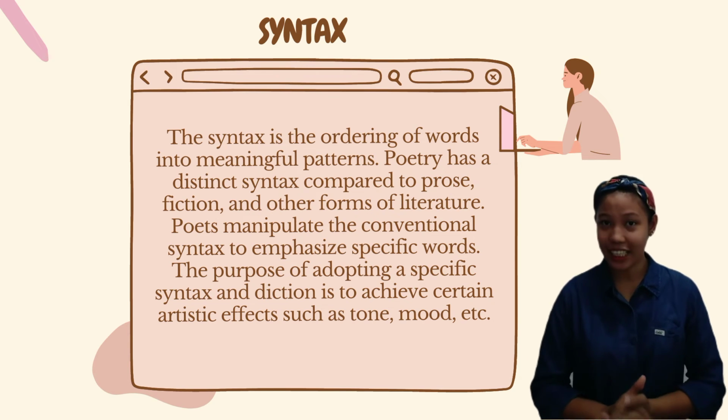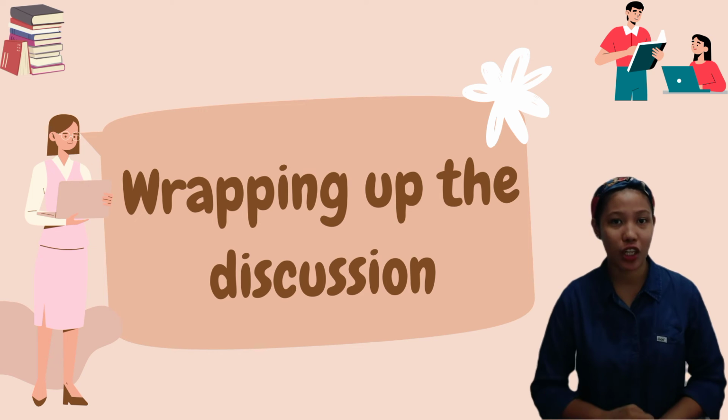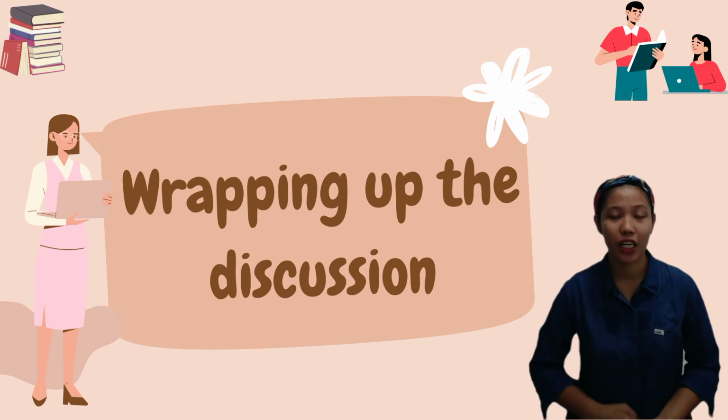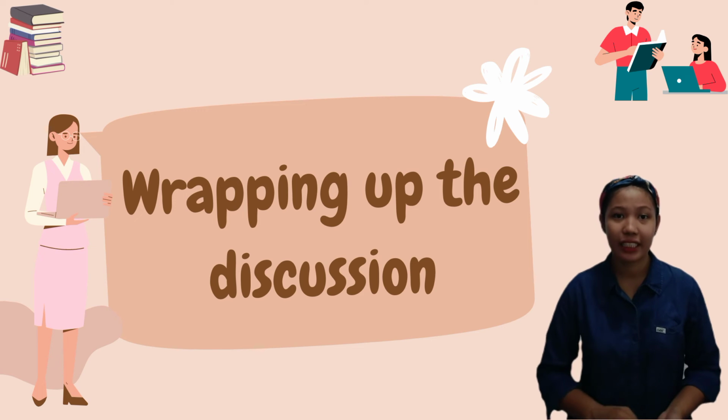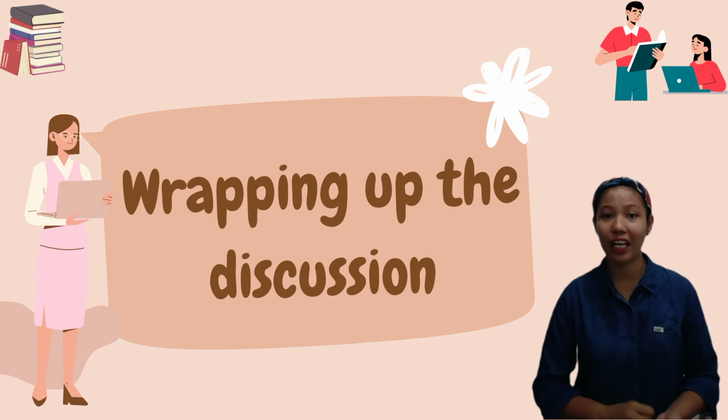To wrap up the discussion, poetry has 10 main elements, namely structure and form, meter, rhyme and rhyme scheme, sound and rhythm, subject, speaker, figurative language, theme, tone and mood, and syntax.